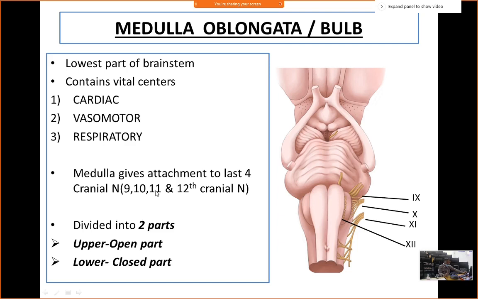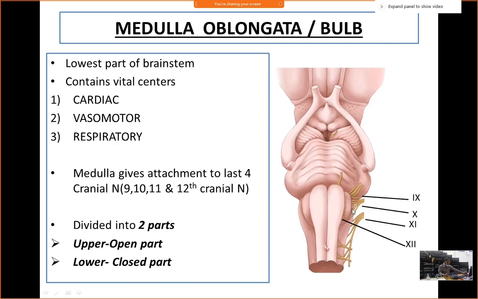The medulla oblongata gives attachment to the last 4 cranial nerves. Last 4 means the 9th, 10th, 11th and 12th cranial nerves. So this is the 9th cranial nerve, then the 10th, then the 11th, these are the rootlets of the 11th, and then the 12th cranial nerve. We will come to the different parts of the medulla oblongata.